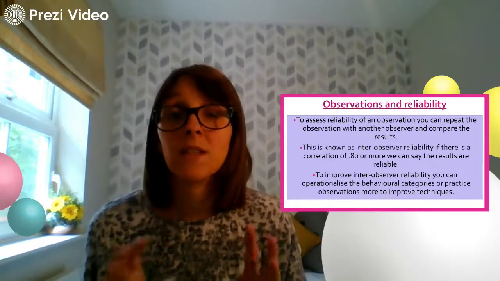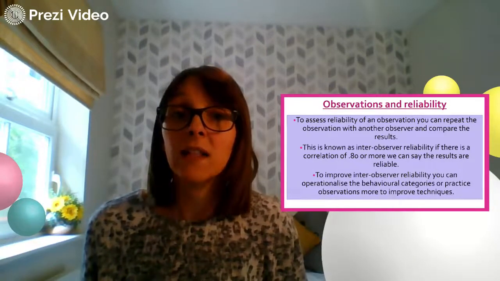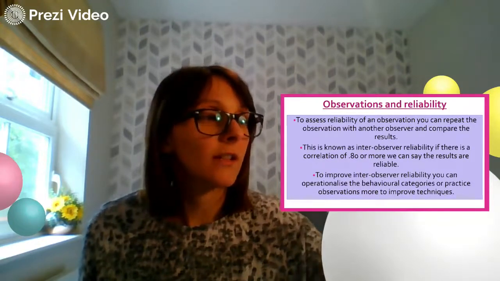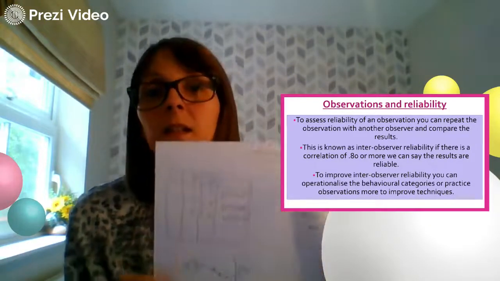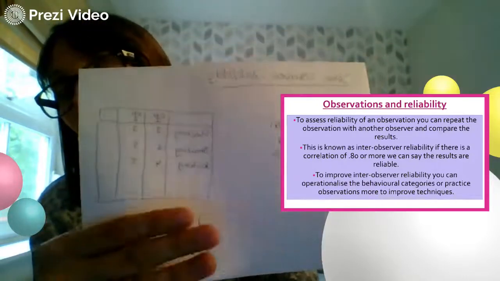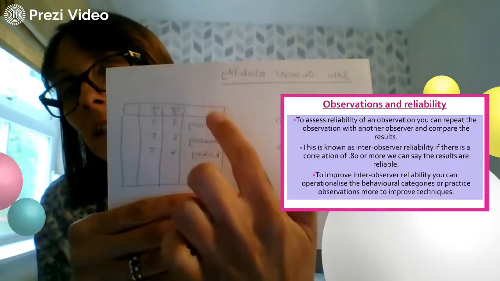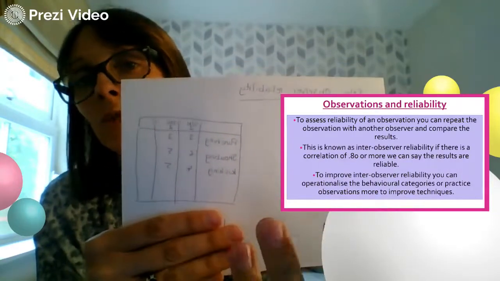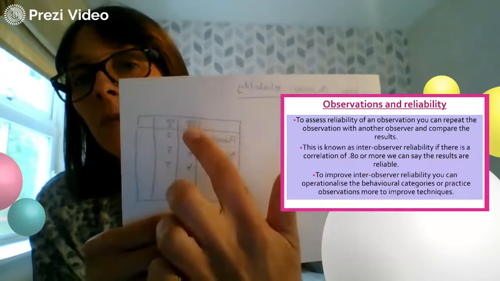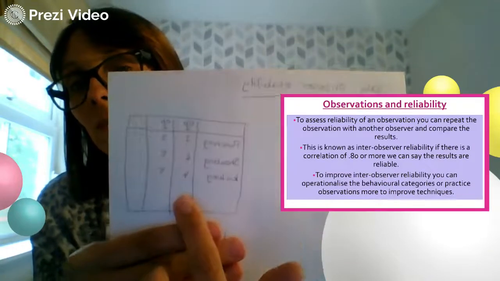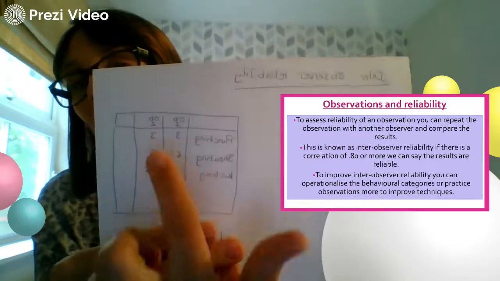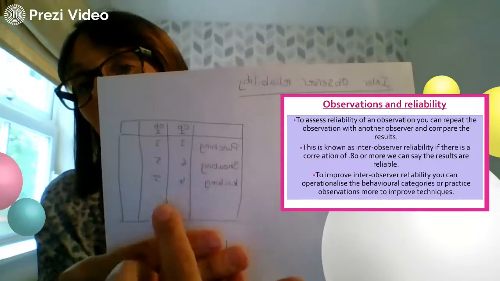Then what we do is we take their results and we compare them with each other. So I've got a little example here. These are our categories: punching, shouting, kicking. For example, if we're looking at children on the playground. Observer 1's results: you can see Observer 1 got 3, 6 and 4, and then Observer 2 got 3, 5 and 5.